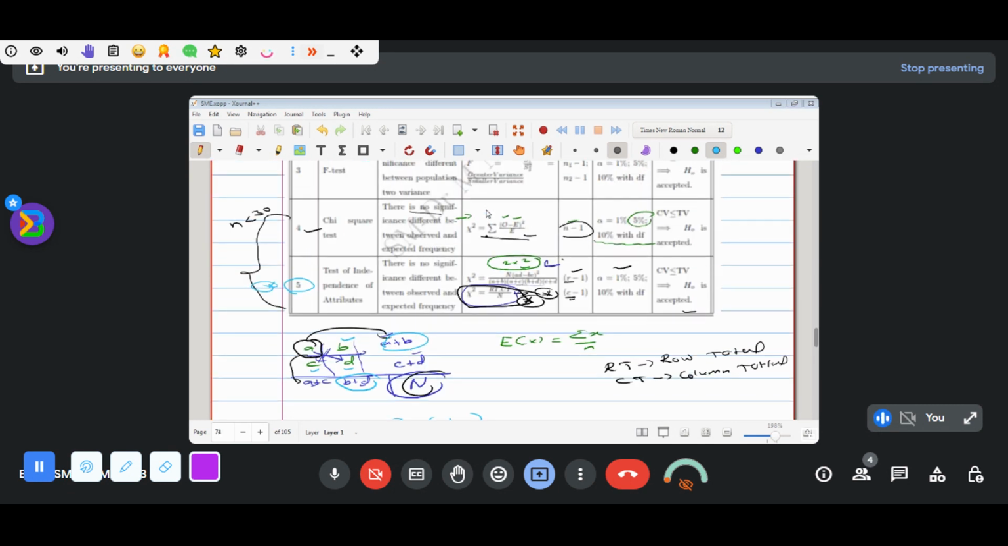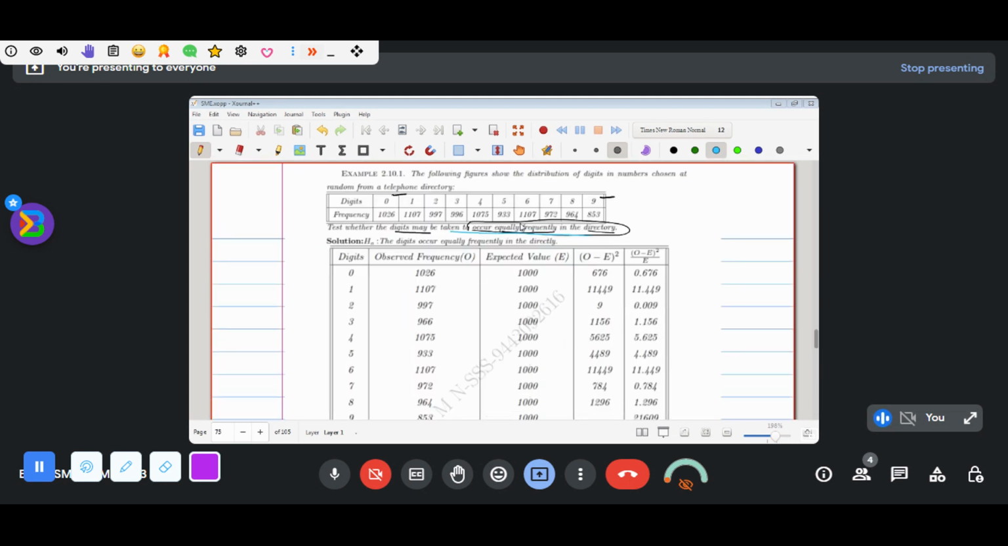Suppose matrix format is given, then use this formula. Suppose matrix format is not given, then use this formula. So the first value given is the observed value. What do you mean by observed value? These are all observed values, up to 9. 0 to 9 means there are a total of 10 values.